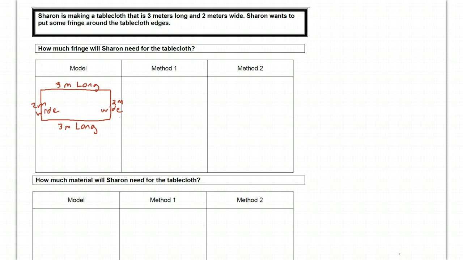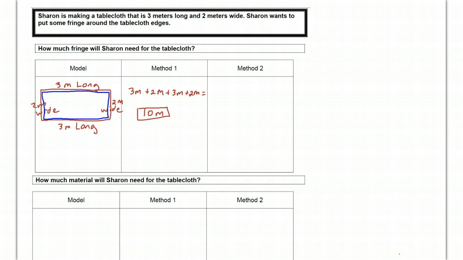So if we went around the entire edge, so here, here, here, and finished up there, we would be able to calculate the total fringe that it would take to go around the outside, or the perimeter, of the tablecloth. So 3 meters plus 2 meters plus 3 meters plus 2 meters equals 10 meters. So the perimeter would equal 10 meters.